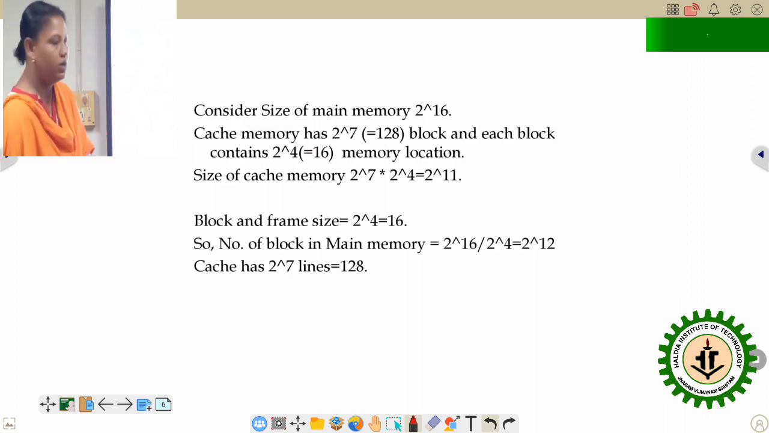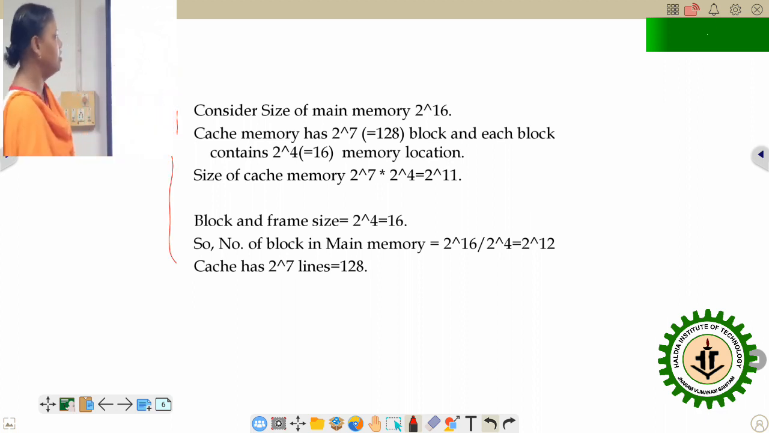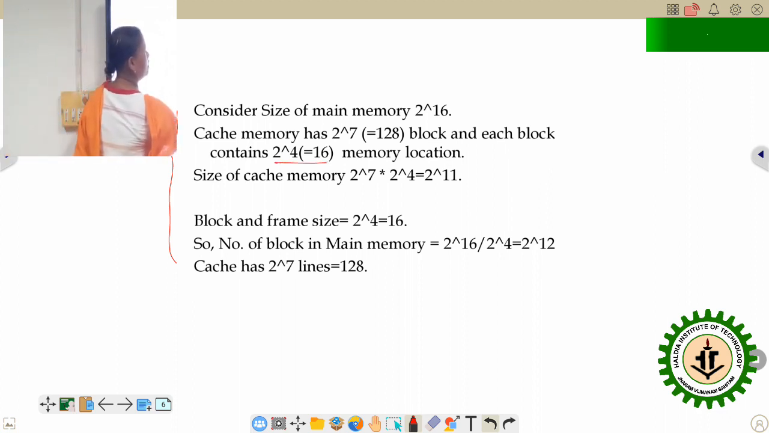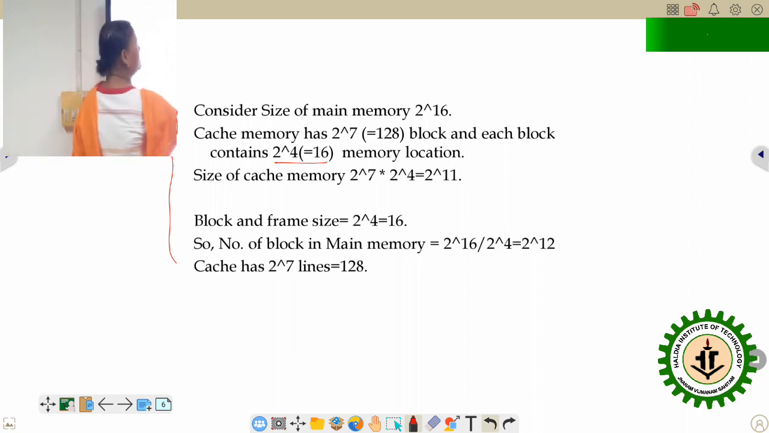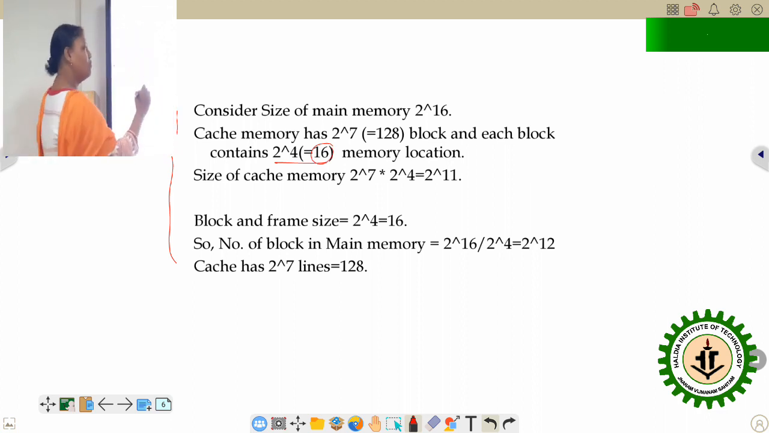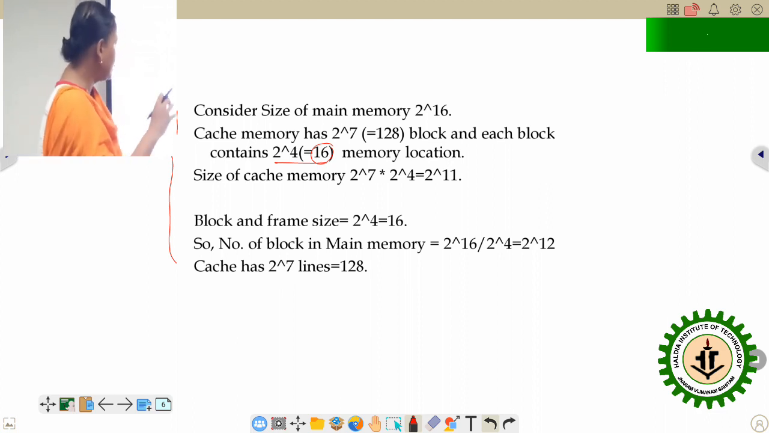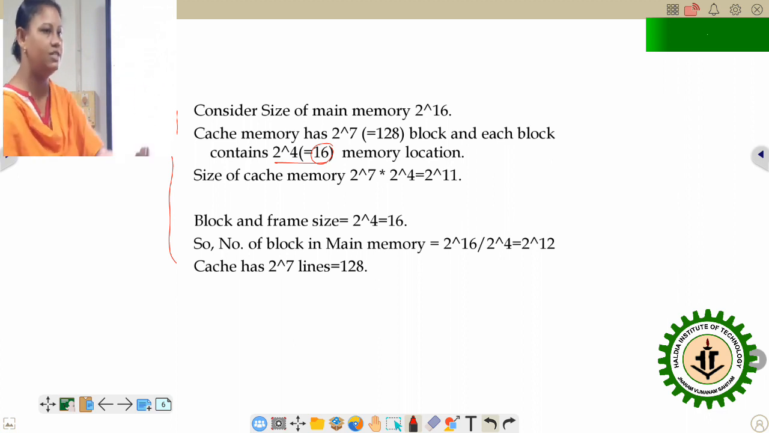As per a numerical example, suppose we take this data. Consider size of the main memory is 2 to the power 16, which is 65536 locations. And cache memory has, suppose, 2 to the power 7 equals 128 blocks, and each block contains 2 to the power 4 equals 16 memory locations. This is important, that this 16 memory location is fixed here. This is the block size, that is, main memory also maintains this 16 memory location. Similarly, cache memory line also holds this 16 memory location.